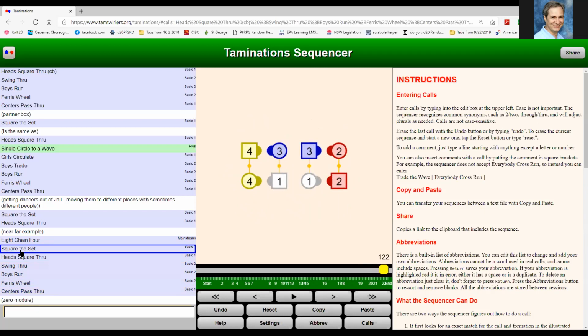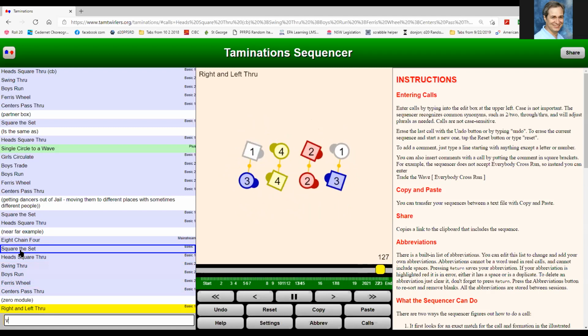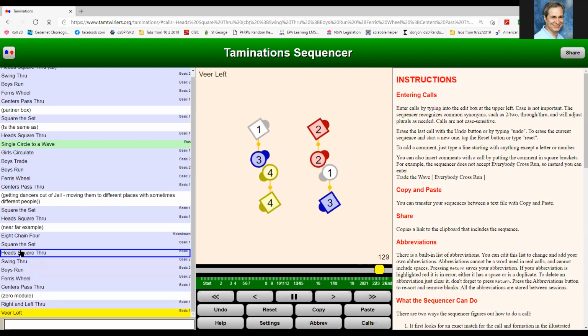They haven't got out of that left side. Now we'll do another zero, right and left through. Veer left. Chain down the line.